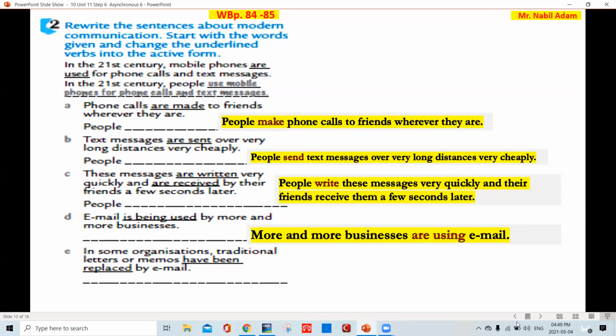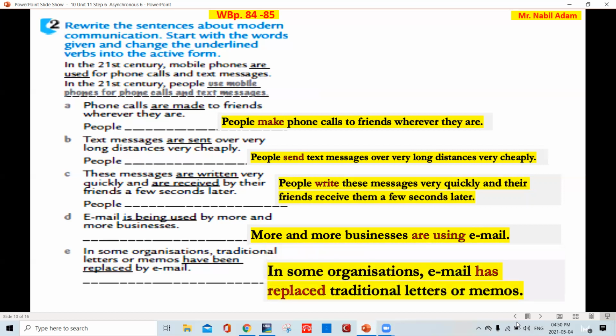In some organizations, traditional letters or memos have been replaced by email. In some organizations, we can say email, singular, so email has, and then we delete been: email has replaced. What has replaced? Email has replaced traditional letters and memos.